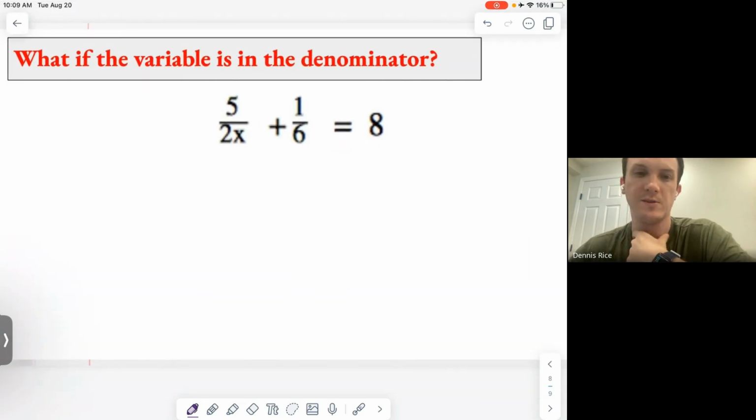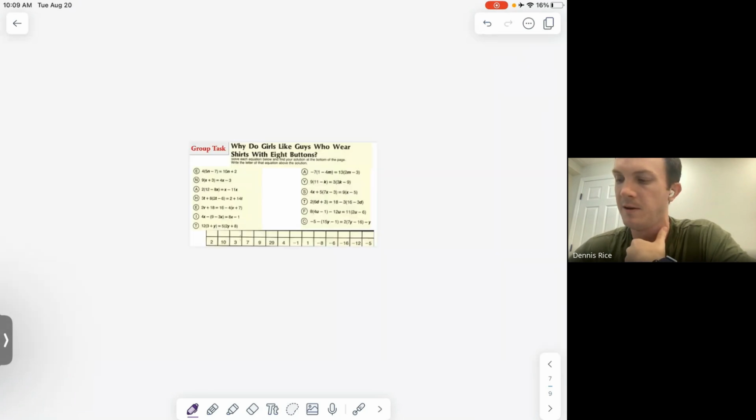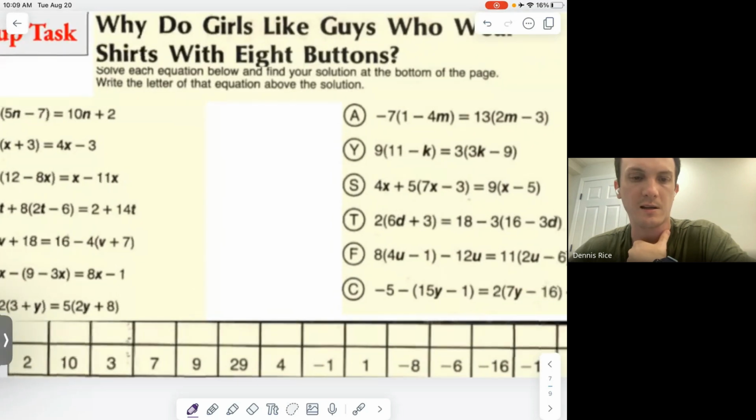We will talk about examples like this. This is what I was talking about earlier. These are called rational equations when there's a variable in the denominator. Maybe there's a lot of fractions going on in the problem. We'll talk about strategies for that, but we'll save that for next week. What we'll do here is practice a little bit.